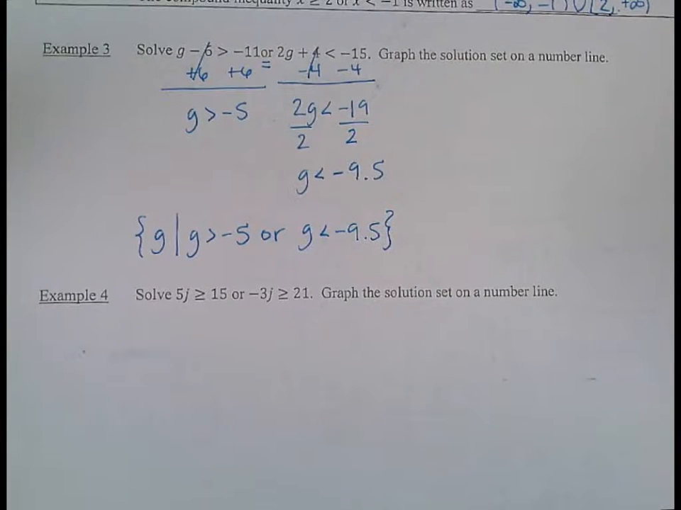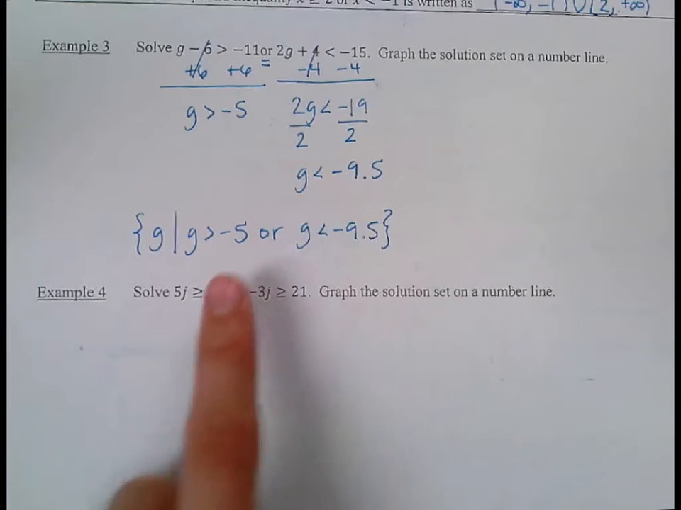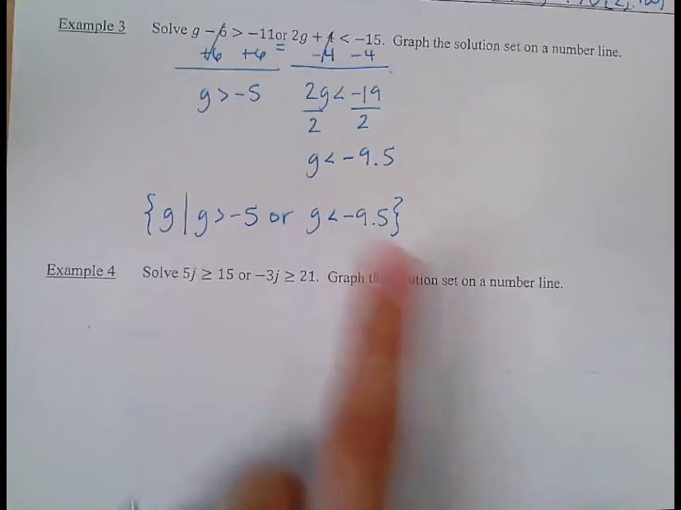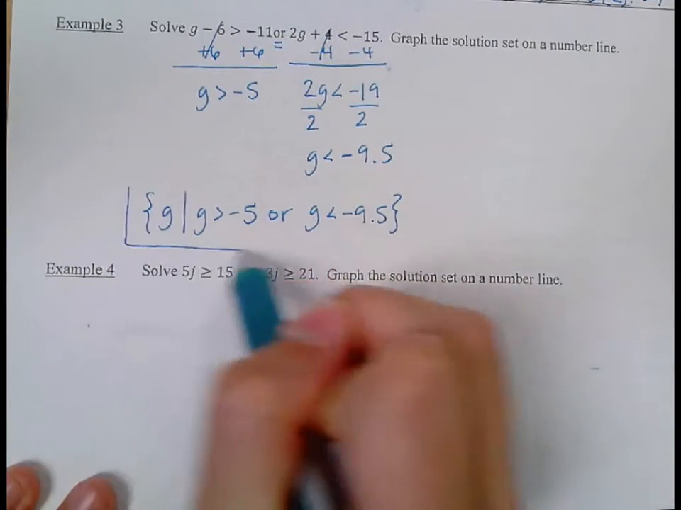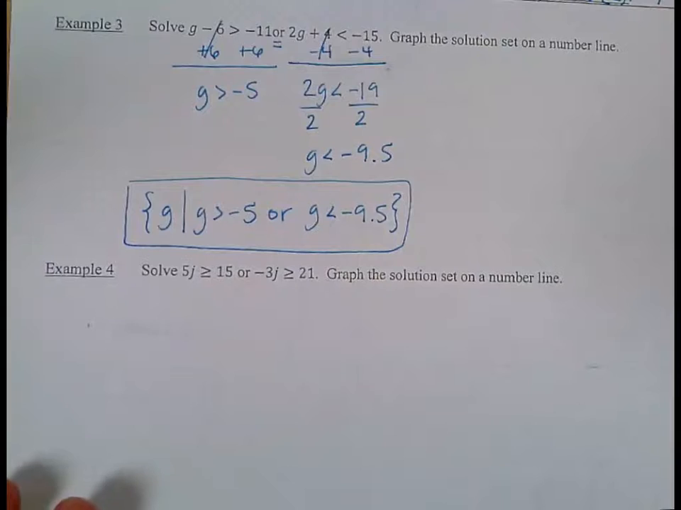The only thing you could do differently and have it still be correct is if you wrote g is less than negative 9.5 first and g is greater than negative 5 second. If you just switch the order they're in, that's also fine. So this is the set builder notation for the answer.